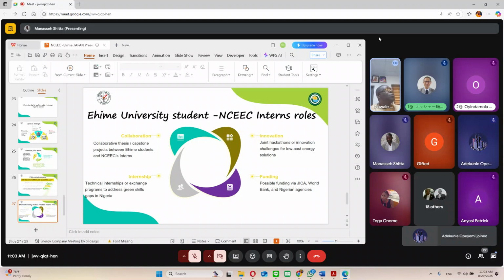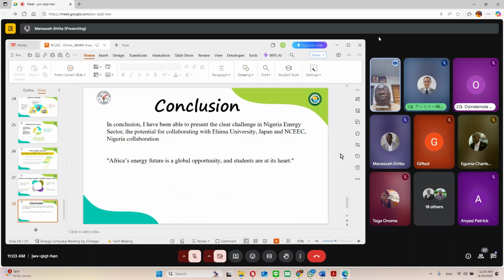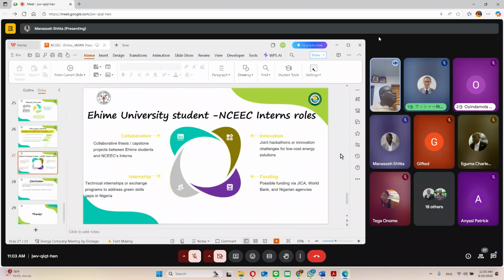So, collaborative thesis and capstone projects between Ehime students and NCEC interns. Innovation: joint hackathons or innovation challenges for low-cost energy solutions. Internship: technical internship or exchange program to address green skill gaps in Nigeria, and then possible funding via JICA, World Bank, and Nigerian agencies. These are areas that are practicable, that we can work together.